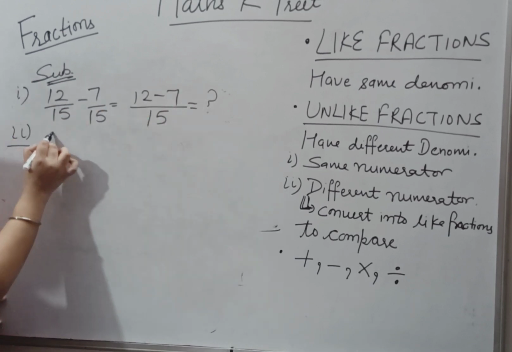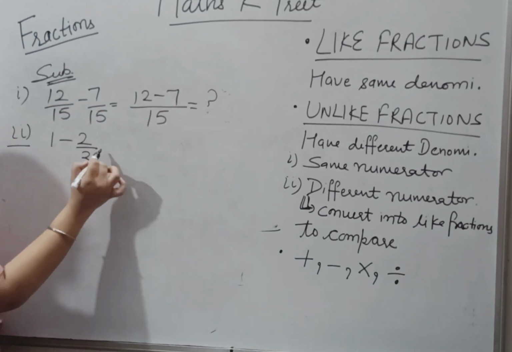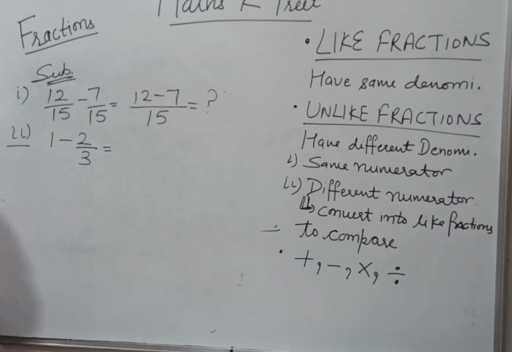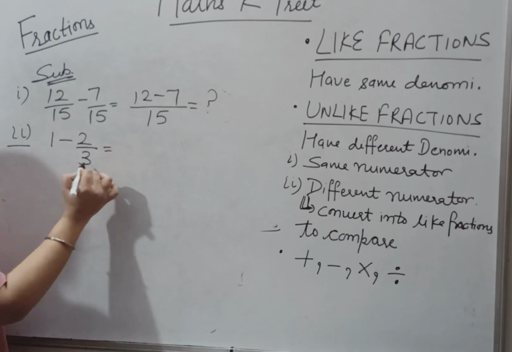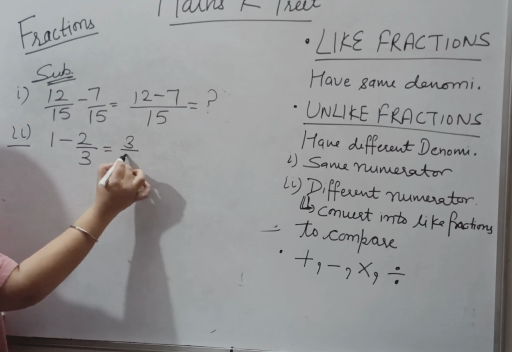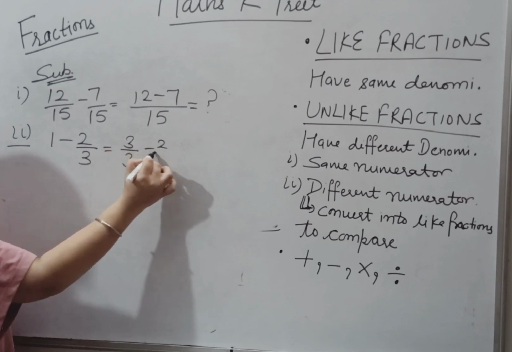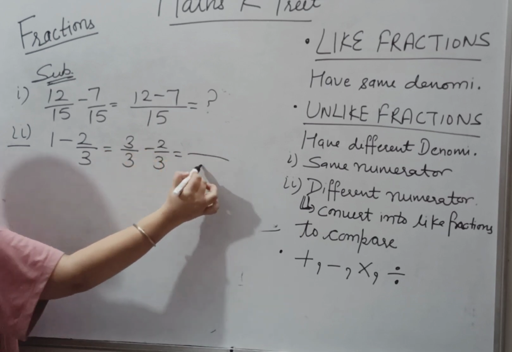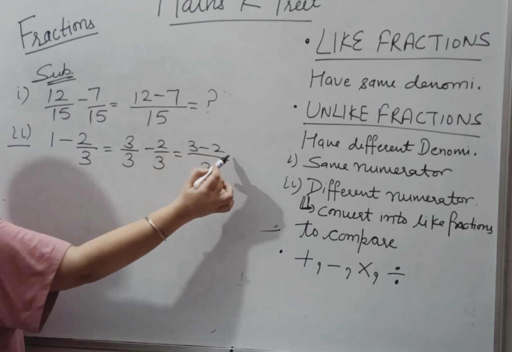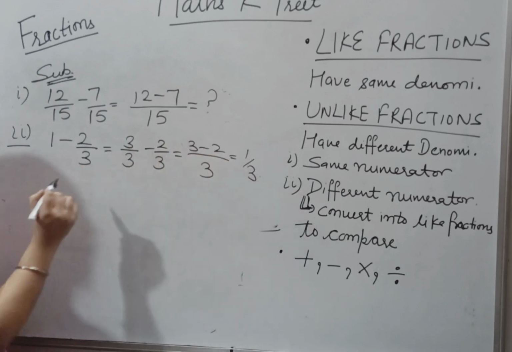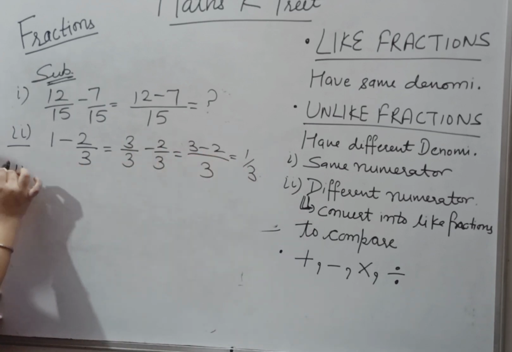Second, if I have 1 minus 2 by 3, how will I do it? There are two methods, by taking the LCM or by just converting this one to make the denominator the same. I can write this one as 3 by 3 minus 2 by 3. Taking 3 once, 3 minus 2, that is 1 by 3 is the answer.